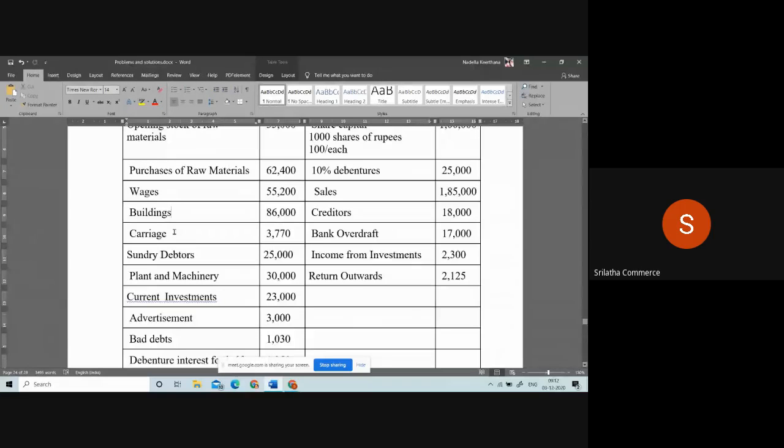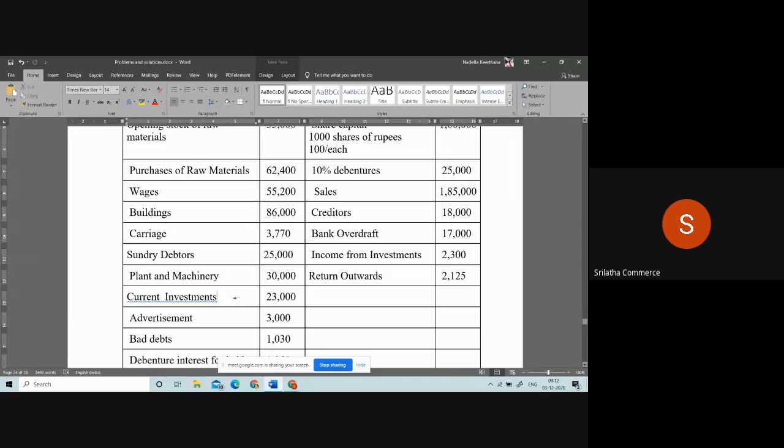Under fixed assets, we have a classification, isn't it? Tangible assets, intangible assets, capital work in progress, and intangible assets under development. So under fixed assets we have 4 categories. Clear? So buildings come under tangible assets. Carriage, other expenses. Sundry debtors under trade receivables. Plant and machinery under fixed assets, that is tangible assets.